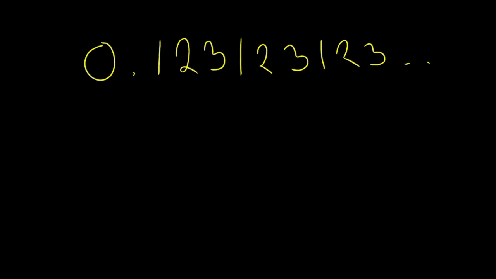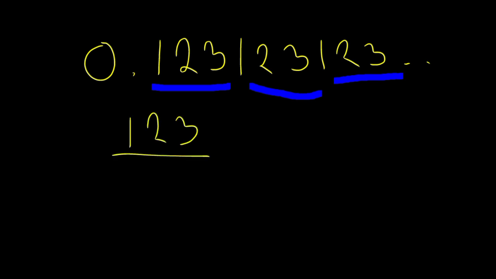Okay, for our next example, we have 0.123, 123, 123, and so on and so forth. So the pattern here is 123, 123, and 123. Let's get 123 as our numerator, and then for our denominator, we will have 999. 123 all over 999. That's our answer.